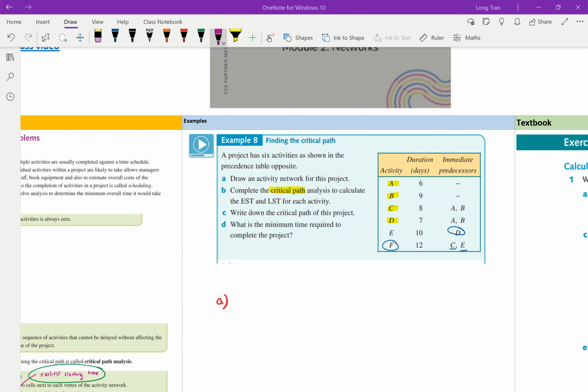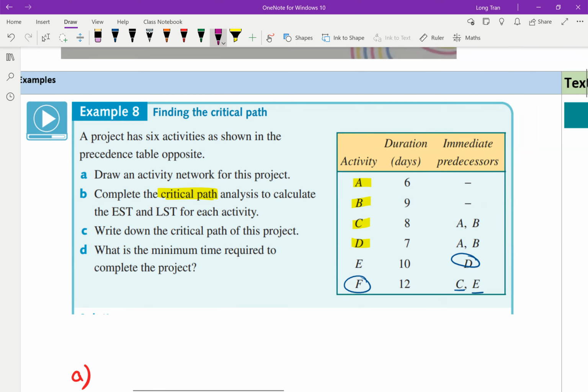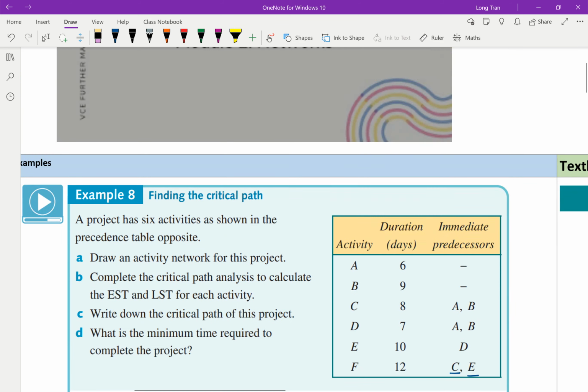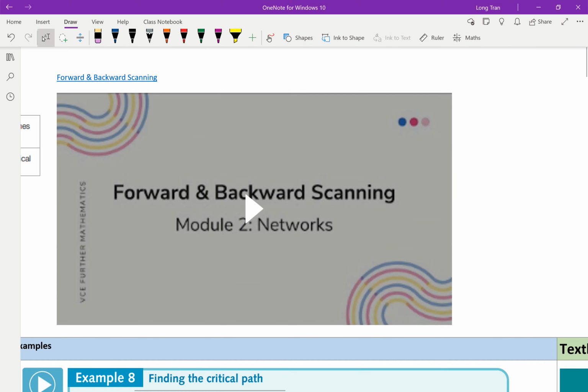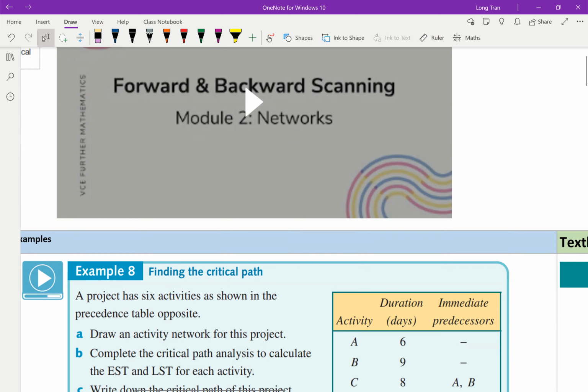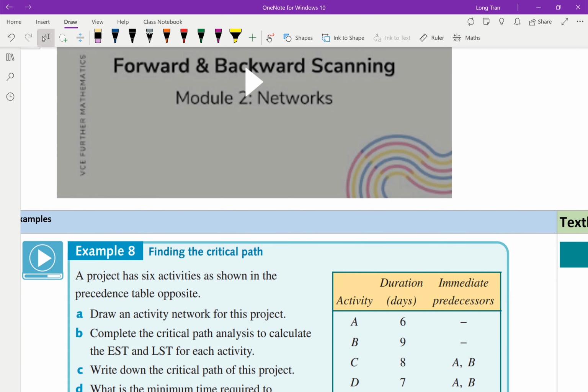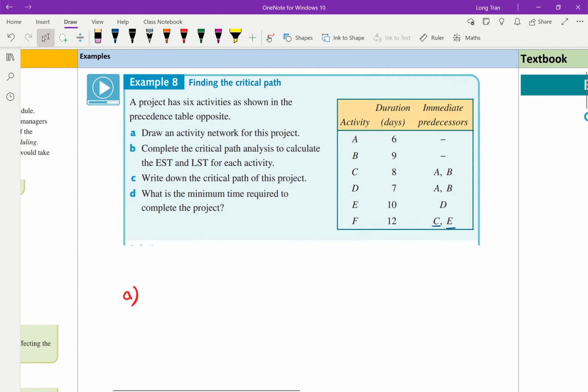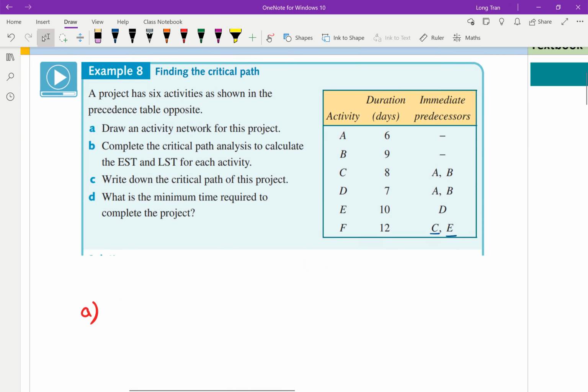Hey there, year 12s. We're going to look at this example here. In order to do this example, I would encourage you to watch this video that I put in about ESTs, LST, and critical pathways. They talk about forward scanning and backward scanning to help you understand the general gist of foundation before we get into doing this activity. But feel free, you can watch me as I do this, and that way you get a better understanding of how to get going.